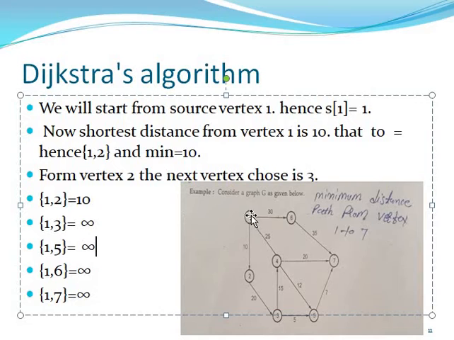If you go from 1 to 2, then the distance 10 is occupied. Then 1 to 3 is not possible, 1 to 5 is not possible. 1 to 6 is possible, not infinite. 1 to 6 is possible, and then it is 13.